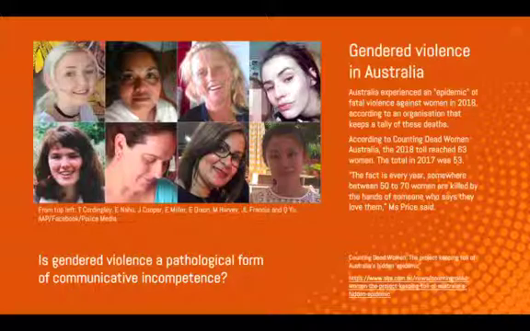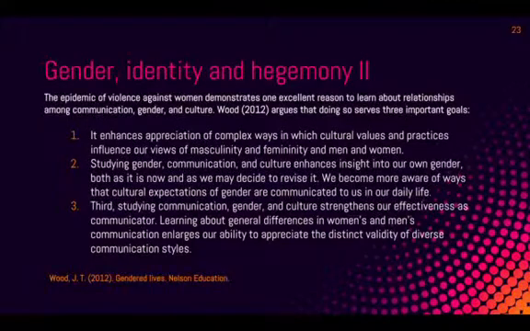So in the context of what we're looking at in particular at the moment, I think this begs the question as to whether gendered violence is a pathological form of communicative incompetence. I want to think about that one a little bit. So I put it to you that the epidemic of violence against women demonstrates an excellent reason to learn about the relationships between communication, gender, and culture.